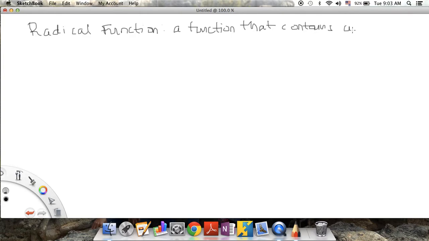So first of all, what is a radical function? Well, a radical function is just a function that contains at least one variable in the radicand.